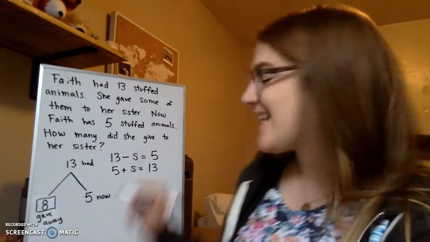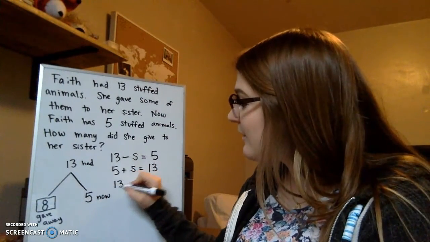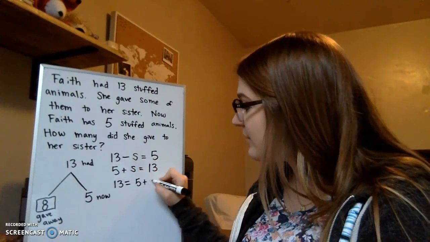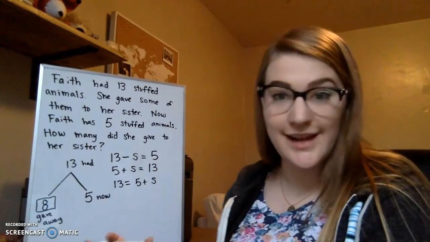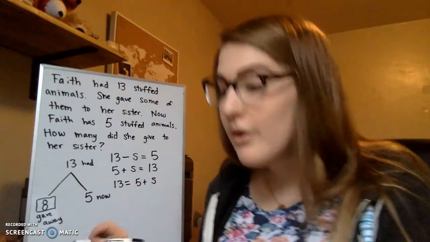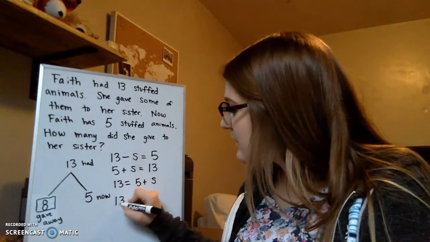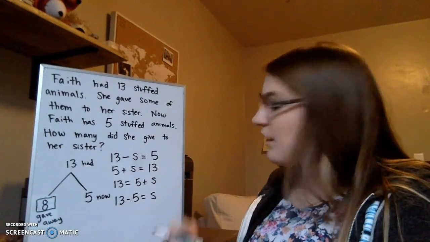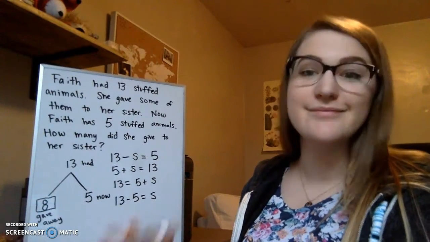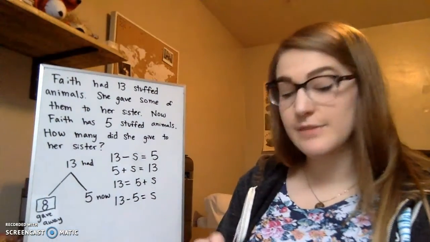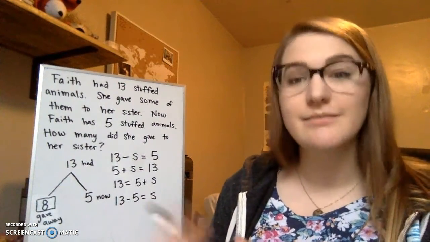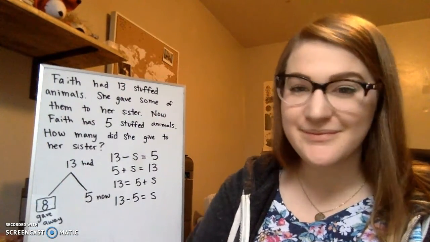Another way we could represent it is we could start with our total, 13 equals 5 plus our variable S that we need to solve for. Or we could do 13 minus 5 equals our variable S. Okay? So those are some different ways of how you can represent a take away unknown add-in word problem.